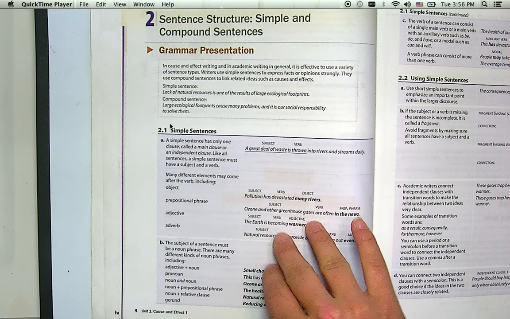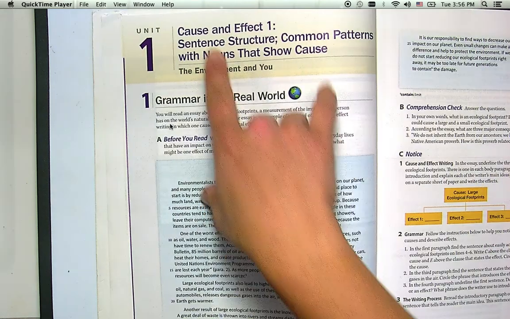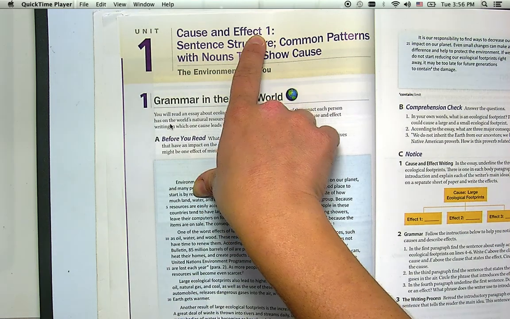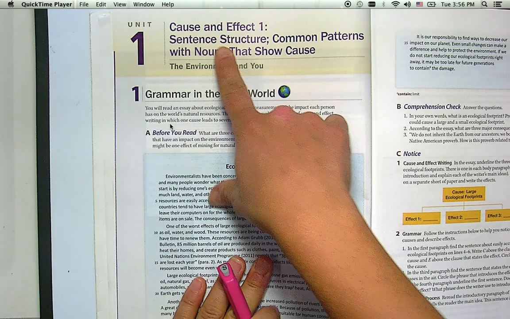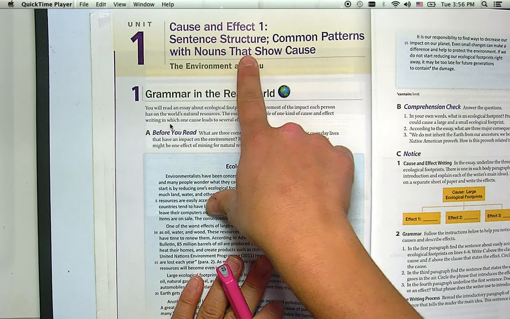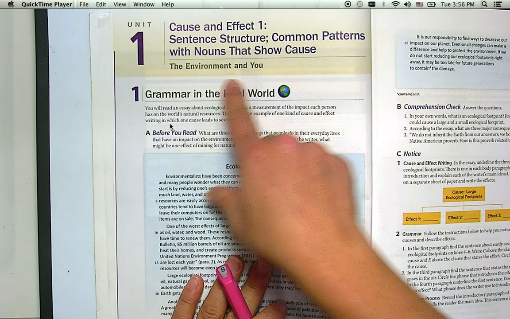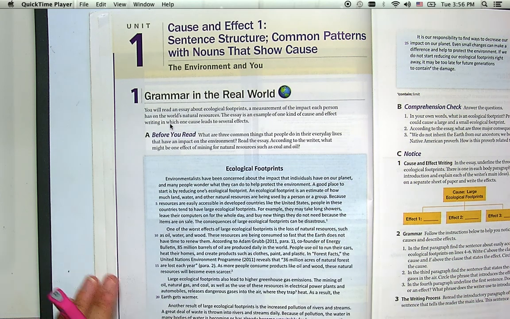All right, today we are beginning Unit 1 in the Purple Book. It's Cause and Effect Writing 1, so there are a few chapters about cause and effect writing. This chapter is about sentence structure, common patterns with nouns that show cause, and the topic is the environment and you. This is from Grammar and Beyond, Book 4.